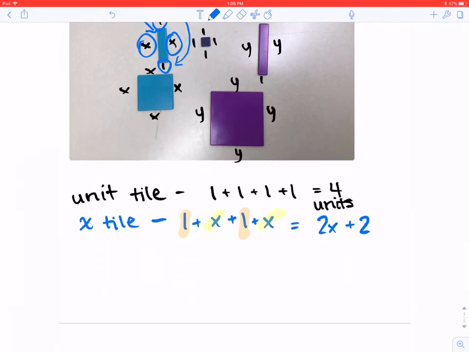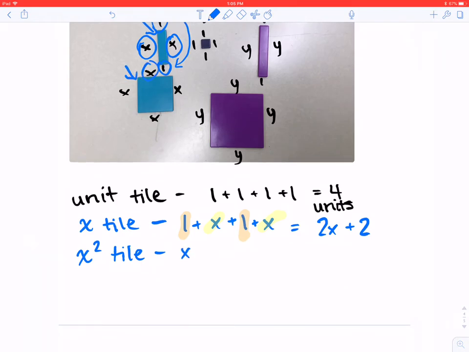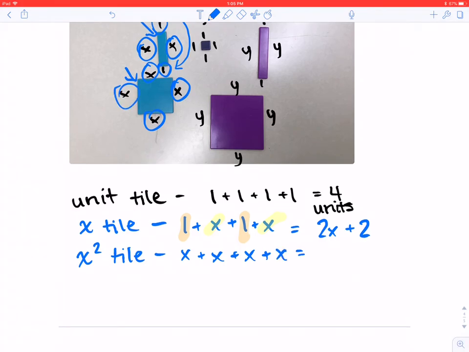If I'm looking at my x squared tile, I'm adding up x, start at the top left corner, plus x, plus x, plus x. Hey, they're all like terms. How many do I have? 1, 2, 3, 4. 4x, and this is units. That is the perimeter, or the distance around.